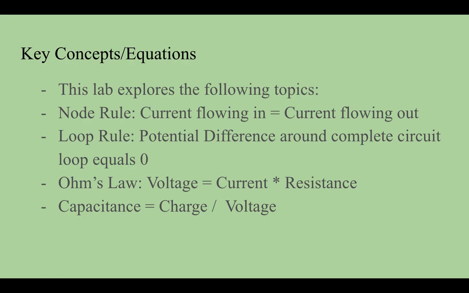So some key concepts and equations. The node rule, which is that current flowing in is equal to current flowing out. The loop rule, which is that the potential difference around a complete circuit loop equals 0. Ohm's law, which is that voltage equals current times resistance. And capacitance, which is that capacitance equals charge divided by voltage.